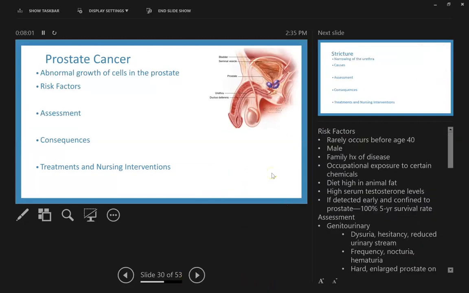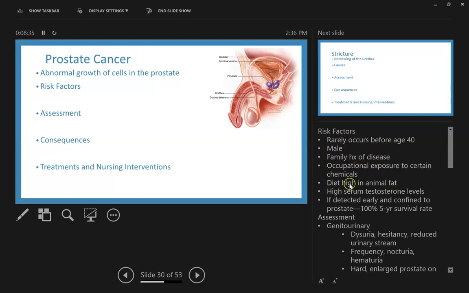Okay, prostate cancer. So we talked about the benign growth of the prostate. Here is now not benign. This is going to be cancer. This is abnormal growth of cells in the prostate. It rarely occurs before age 40. So it's common to see, depending on providers and which standards they want to follow, digital rectal exams to examine the prostate starting at age 40 is not unheard of, but by the age of 50, they need to start being done.